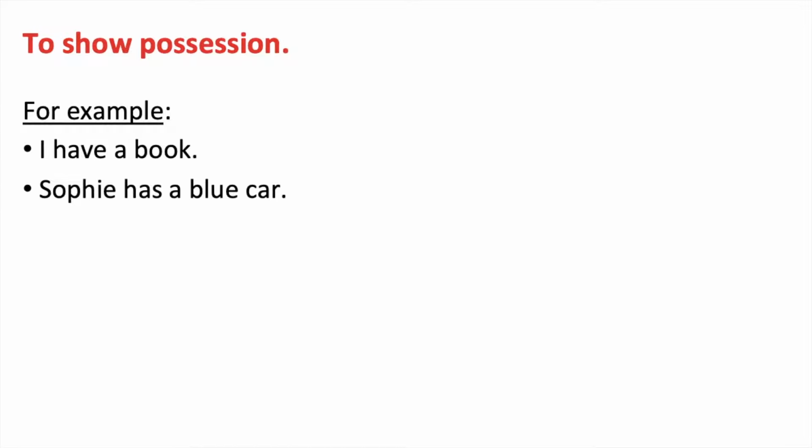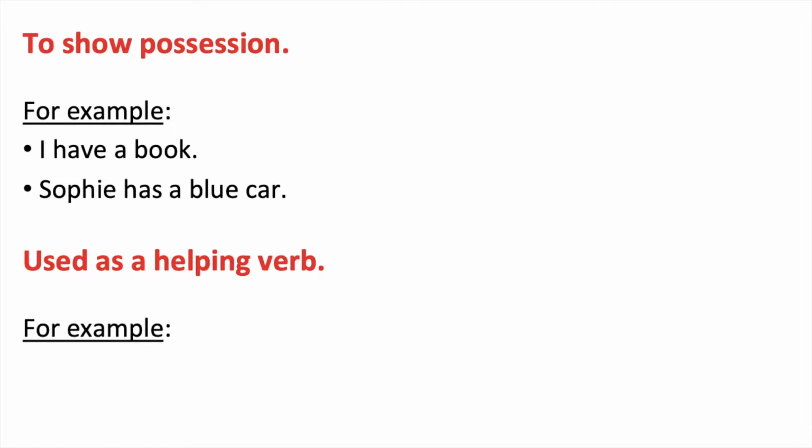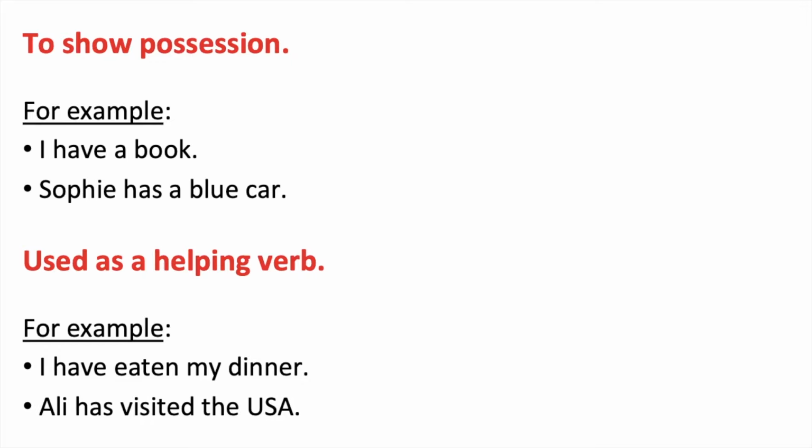The verb can also be used as a helping verb. Helping verbs are verbs that help the main verb by adding meaning to the sentence. For example, I have eaten my dinner. Eaten is the main verb, have is the helping verb. Another example is, Ali has visited the USA.